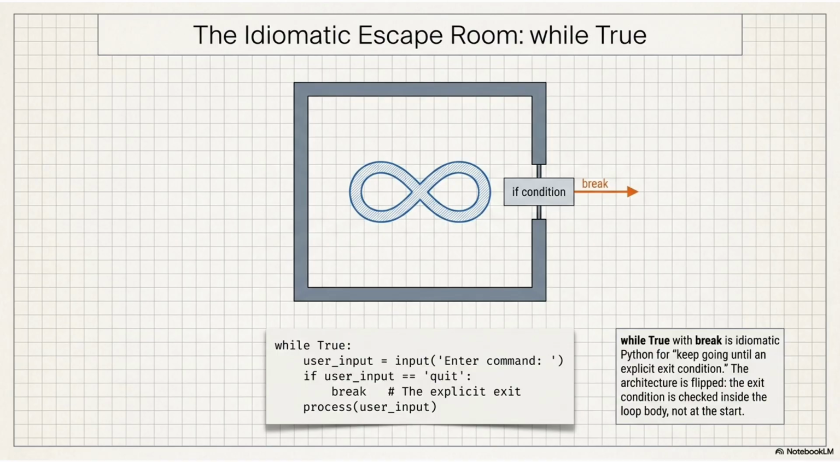The annotation on this slide makes the architectural insight explicit. While True with break is idiomatic Python for keep going until an explicit exit condition. The architecture is flipped compared to a standard while loop. The exit condition is checked inside the loop body, not at the start. This is the correct pattern when you don't know the exit condition until you're inside the loop iteration, for example, when you need to receive user input and then decide whether to continue. It's not a workaround, it's the intended design.